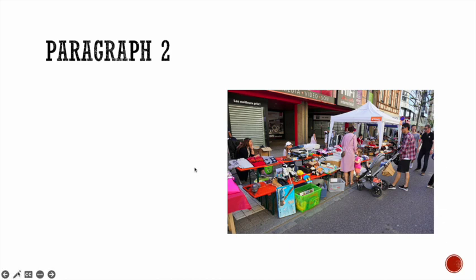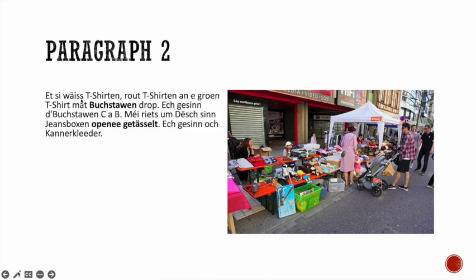So second paragraph, we can continue talking about what's there on this table. There are white T-shirts. Rout T-Shirten an e gro T-Shirt mat Buchstawen drop. So there's a white T-shirt, a red T-shirt, and a gray T-shirt with something written on them. Et gesinn Buchstawen C, A, B. I can see the letters C and B. Méi hannen do sinn Jeansbuxen openeestallt. So it means, on this table there are jeans stacked on top of each other. Openee gestallt means stacked on top of each other.